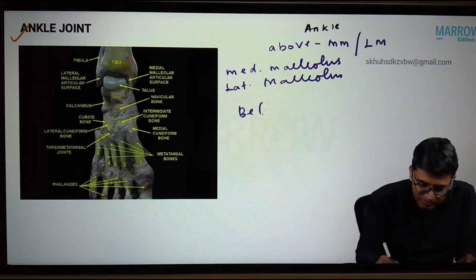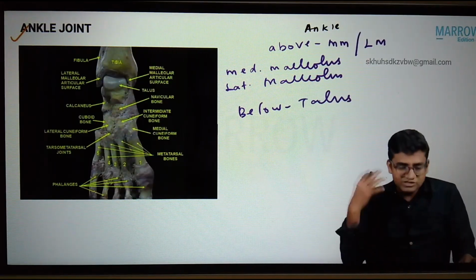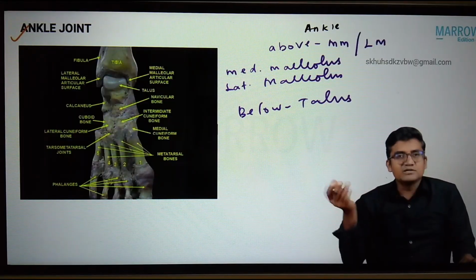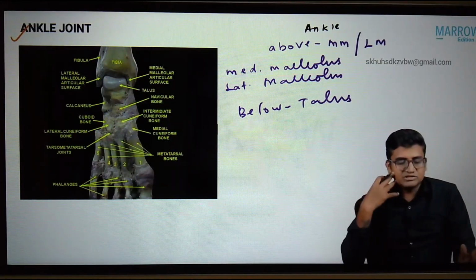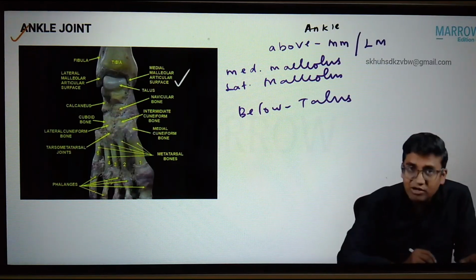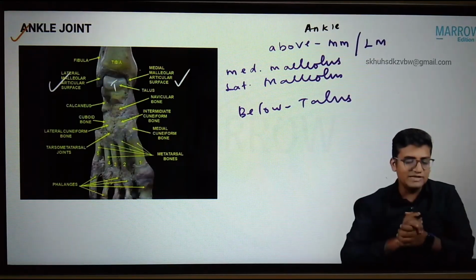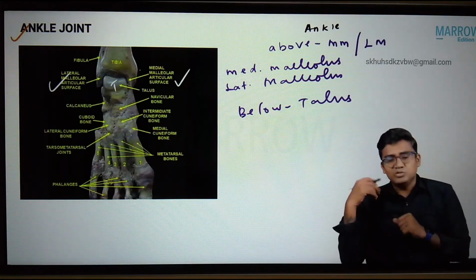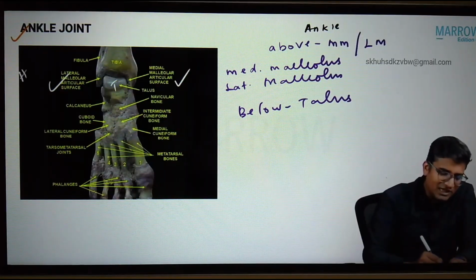Now, below we have talus bone. These are the bones involved in the ankle joint. So, tibia, fibula and below talus bone, ankle joint formation. Okay. Medial malleolar articular surface from tibia, lateral malleolar articular surface from fibula and below talus bone. These are the bones involved in the ankle joint. So, what type of joint is ankle joint? The ankle joint is the hinge joint.